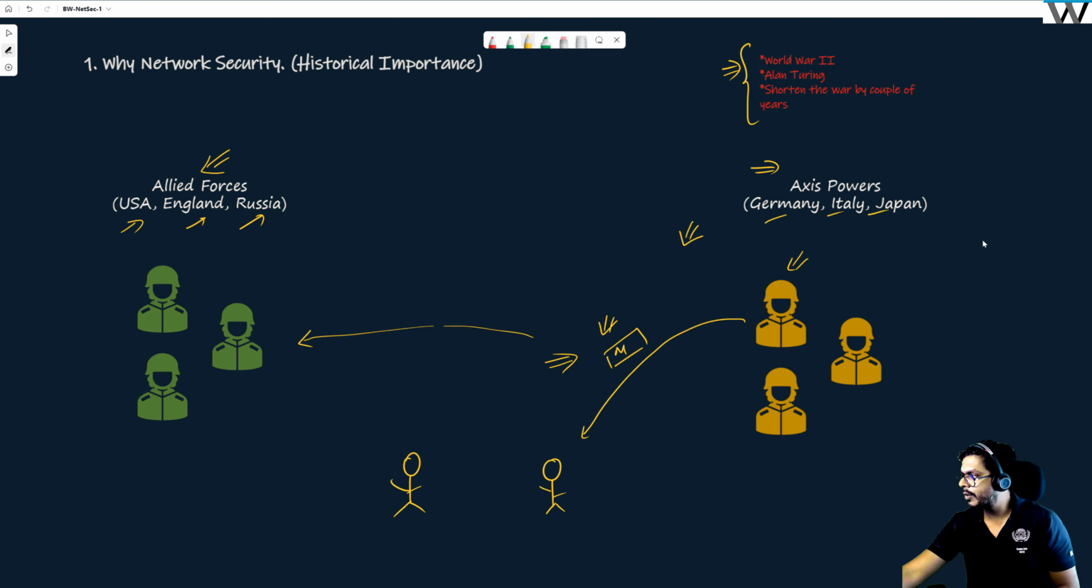Okay. So if you see here, we have two forces. One is the Allied, one is the Axis power. And Germany was so confident with respect to its messaging system that these messages cannot be breached by anybody. And even if they were able to breach it, they could not get anything out of it. For example, these messages were not in German language, not in any language, right? These messages were scrambled. If you even get these messages and read them, they are not going to make sense, right?